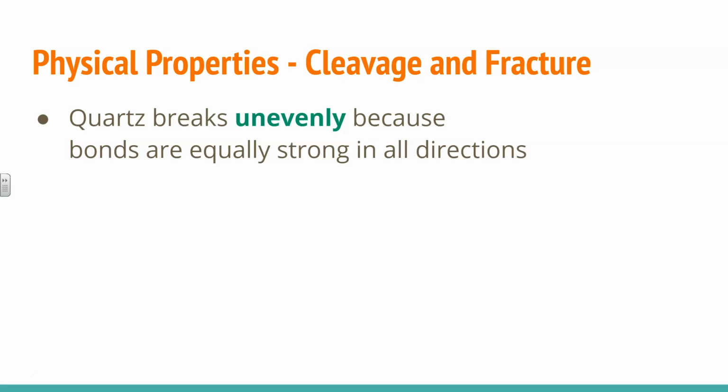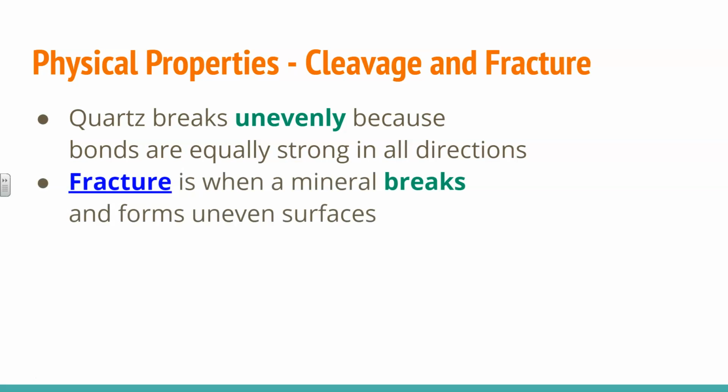So quartz is that. Quartz breaks unevenly because the bonds are equally strong in every direction. So you're going to take a hammer, smash down on that quartz. You're going to get some big chunks, some round chunks, some long chunks, some short chunks. They're not really going to be nice and even. So fracture happens when a mineral breaks and forms uneven surfaces.